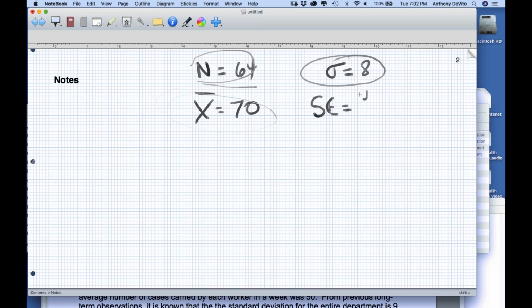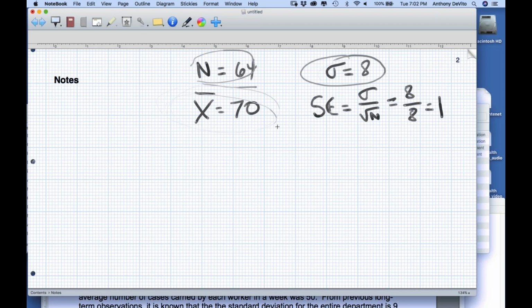The standard error is equal to sigma over the square root of the sample size. Right? So what's that? That's 8 over 8, which is equal to 1. Okay, so what does that tell me? That tells me that the distribution of sample means around the true population mean, if I take repeated samples of size 64, is going to be 1.